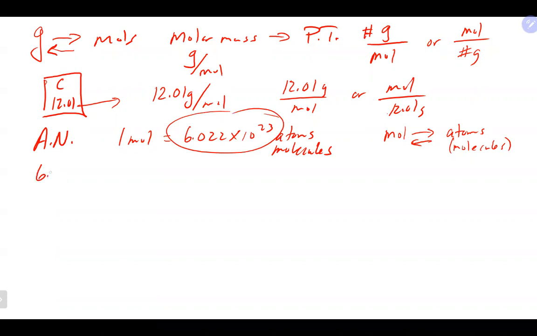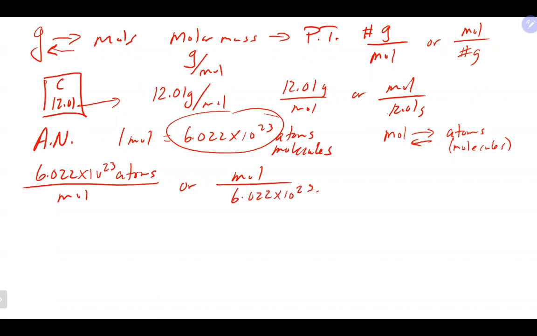But 6.022 times 10 to the 23 atoms per mole, or you could use it, a mole is 6.022 times 10 to the 23 atoms. So remember that you don't want to use Avogadro's number unless there's some mention of atoms or molecules or something like that. If not, then you really shouldn't be using Avogadro's number. Molar mass, again, is used a lot.